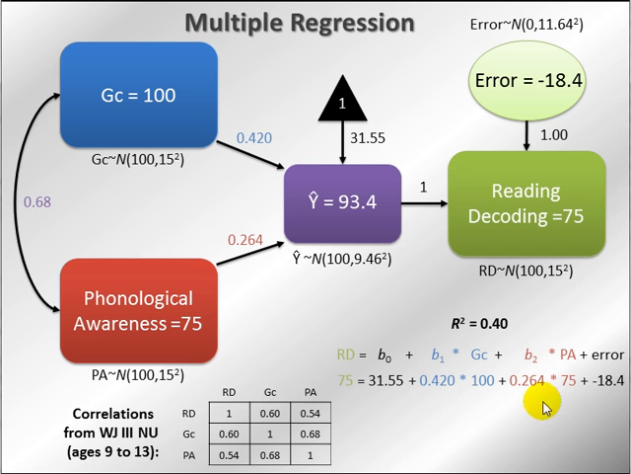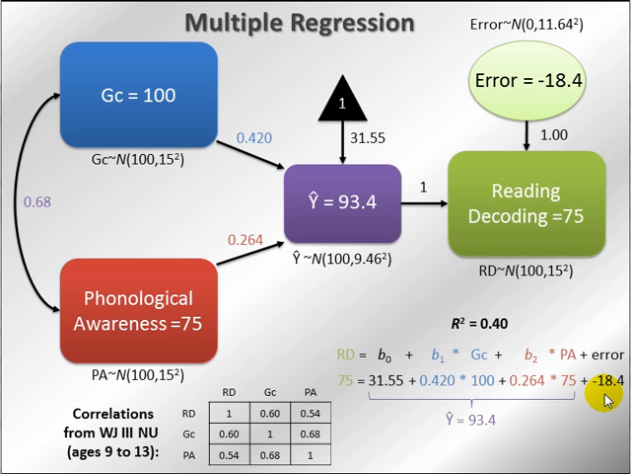If we know all of this information, we can solve for how much error there is. All of these numbers, if we solve for all of them, it comes out to y hat. The predicted value for reading decoding is 93.4. That is, approximately half of all people score this or higher, or this or lower. This is the dividing point. This individual scored 75 on reading decoding. That is, 18.4 points below expectations.